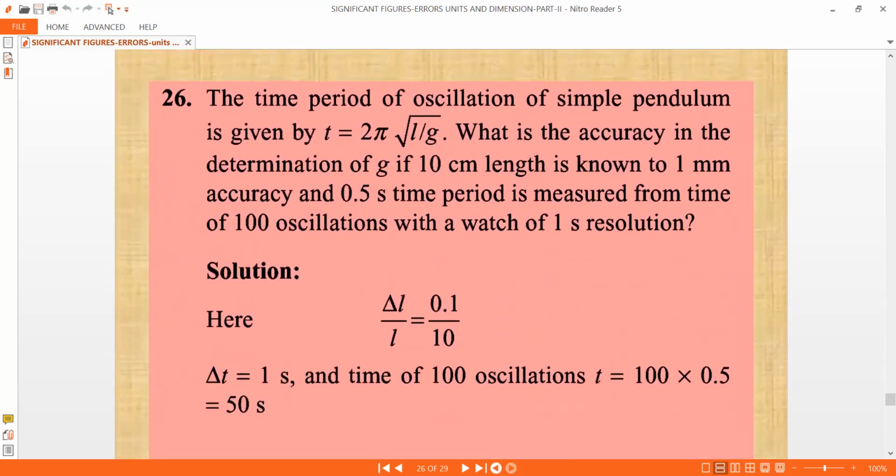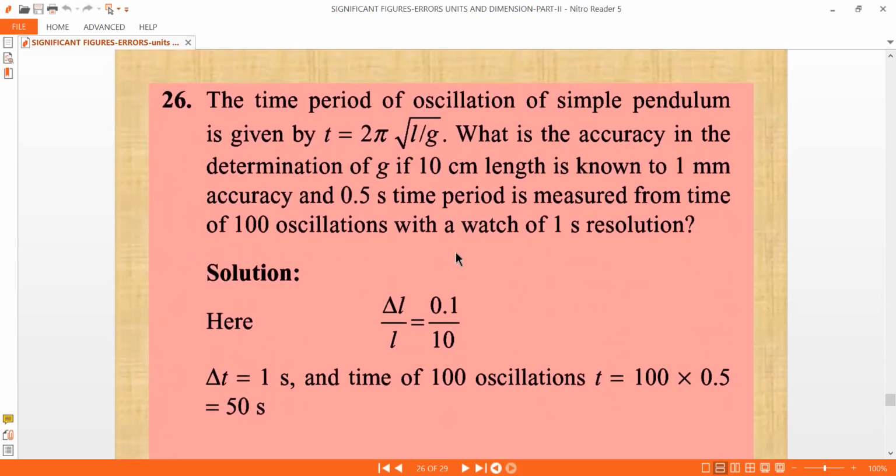And this is the question we have. The time period of oscillation of a simple pendulum is given by T is equal to 2 pi into square root of L by g. What is the accuracy in determination of g? If a 10 centimeter length is known to have 1 mm accuracy, accuracy means that is the error. Okay. And a 0.5 second time period is measured from the time of 100 oscillations with a watch of 1 second resolution. 1 second resolution is the error you can see.